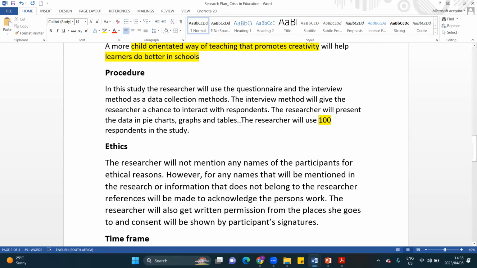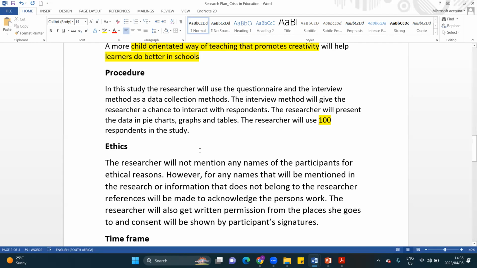Would you say the information is missing, or is it there? Yes, it's missing. Thank you very much. So the information is missing.